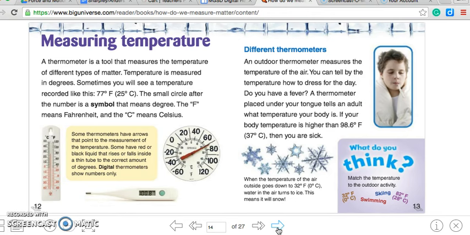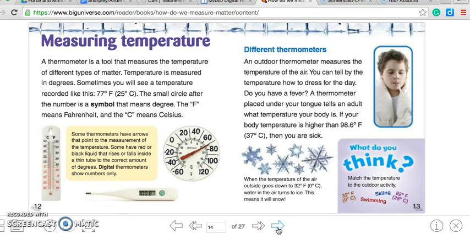Some thermometers have arrows that point to the measurement of the temperature. Some have red or black liquid that rises or falls inside a thin tube to the correct amount of degrees. Digital thermometers show numbers only. Different thermometers. An outdoor thermometer measures the temperature of the air. You can tell by the temperature how to dress for the day.